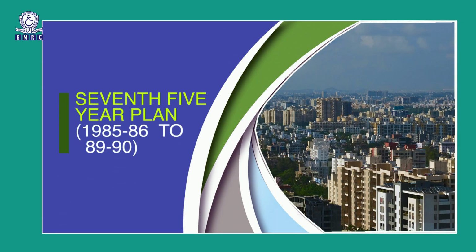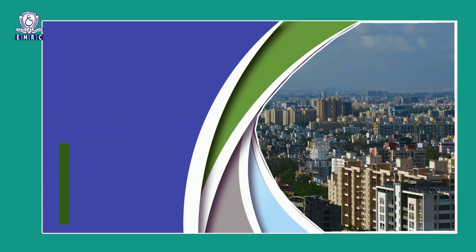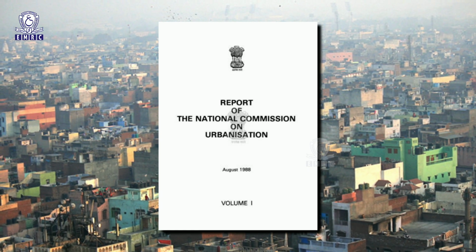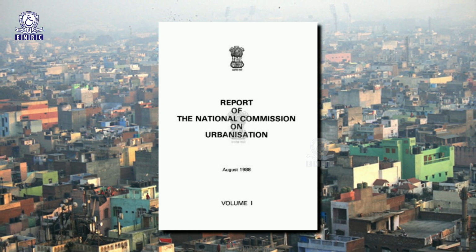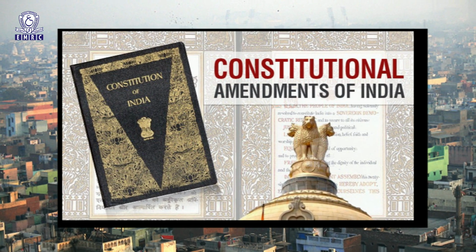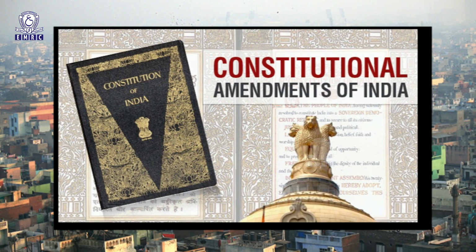In the 7th Plan, 1985-86 to 1989-90, some important institutional developments were taken which shaped urban development and planning. This plan emphasized industrial investment in small and medium towns to draw the population away from the larger cities. The National Commission on Urbanization submitted its report in 1988, and the 65th Constitutional Amendment was introduced in Lok Sabha in 1989.